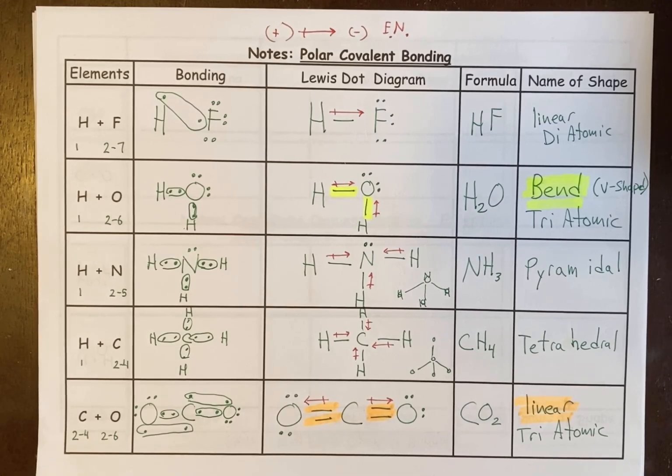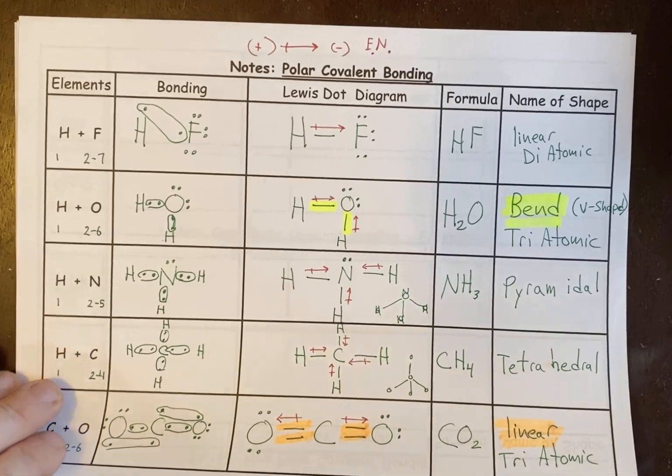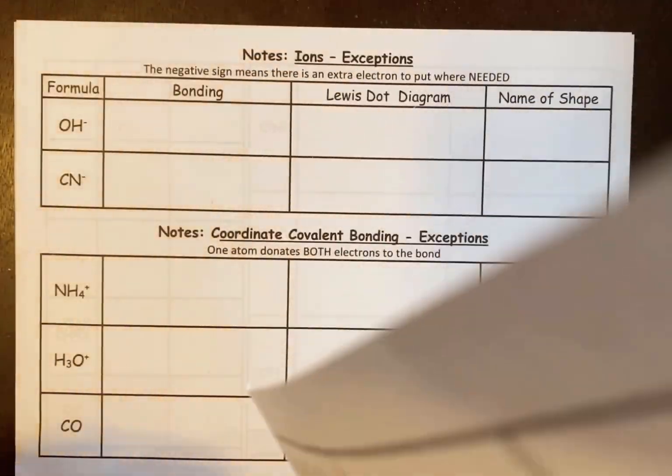which I may include a video of just for people who are really interested in why this is happening, but it's not necessary because there's just a few shapes that we have to really worry about. So that is the polar covalence. Now we do have a little bit more.